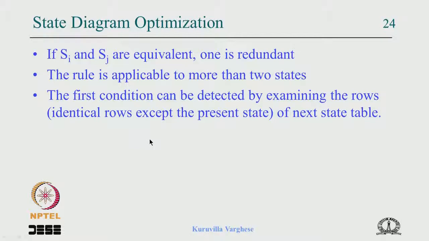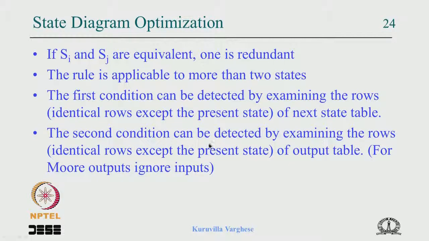So that is what I state here. The first condition can be detected by examining the rows, identical rows except the present state, because the next state is the same and the input conditions are the same. So you pick up all that, then you get the candidates for the present state, because we now have to detect whether the output is the same, and that can be easily detected in the output table. The second condition can be detected by examining identical rows except the present state. So you leave the present state, look at the outputs. If outputs are the same and the input conditions are the same, then for Moore output you can just look for the identical output and pick up those states.